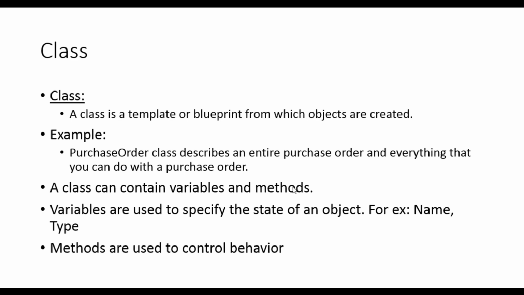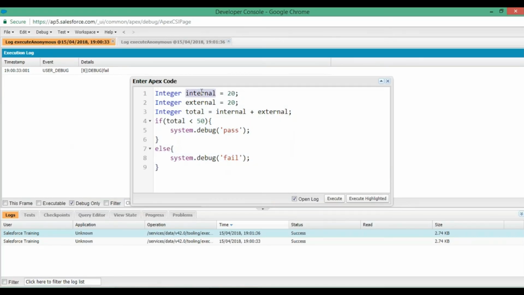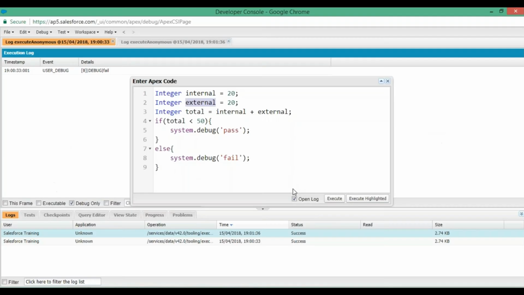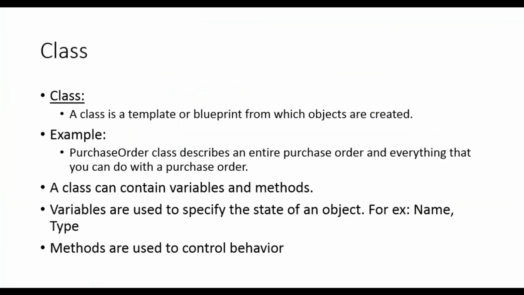So a class may contain variables and methods. Here we have seen internal, external; these are all variables. So a class can contain variables, and it can contain methods. We'll be seeing methods in detail. Here we are performing simple addition. If you want to perform different operations like addition, subtraction, multiplication, division in a single class, we'll be writing a method for a specific operation. So for addition, one method, then for subtraction, another method. A method will be written for a specific task. So like that, a class can have methods.